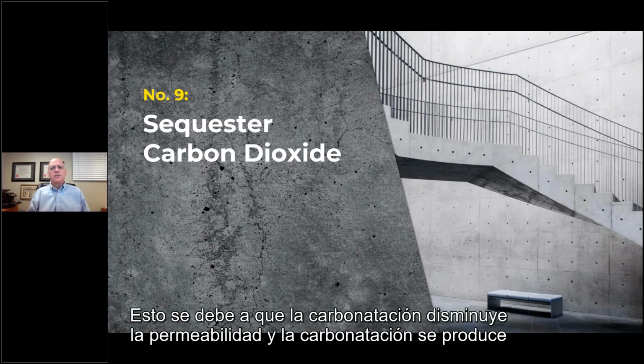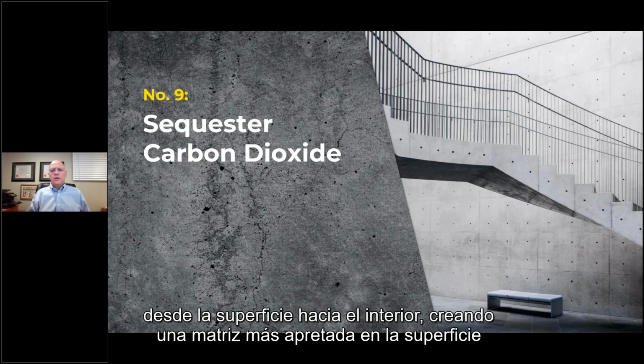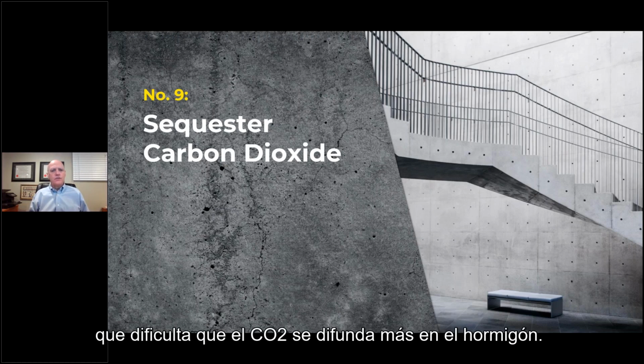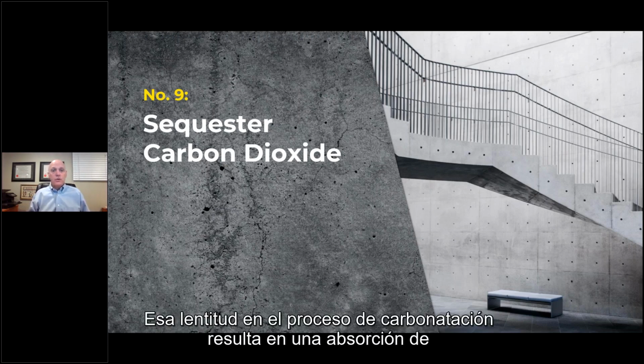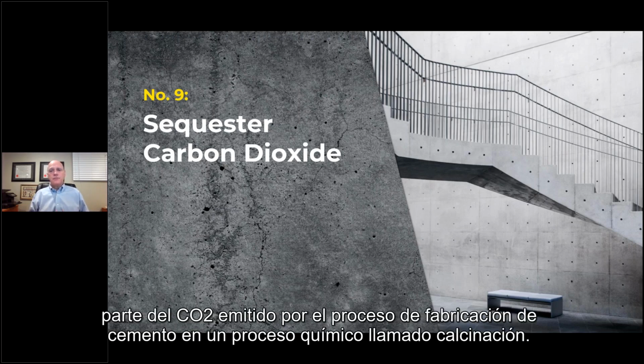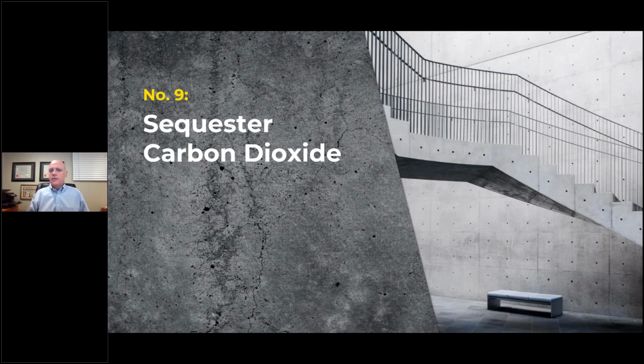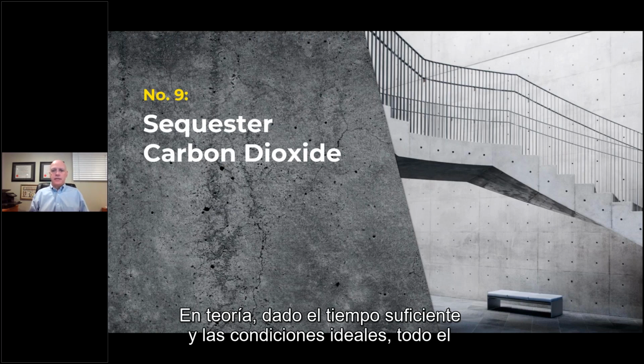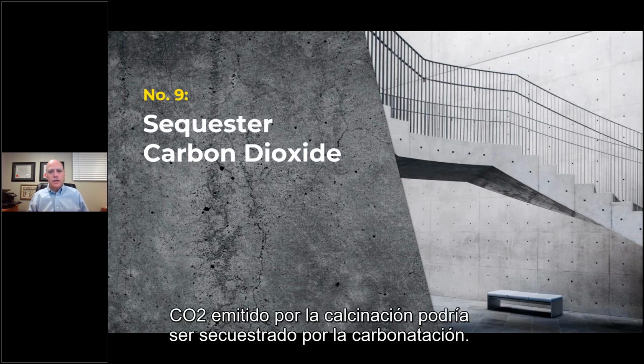This is because carbonation decreases permeability, and carbonation occurs from the surface inwards, creating a tighter matrix at the surface that makes it more difficult for CO2 to diffuse further into the concrete. While slow, the carbonation process does result in an uptake of some of the CO2 emitted from the cement manufacturing process, a chemical process called calcination. Theoretically, given enough time and ideal conditions, all the CO2 emitted from calcination could be sequestered via carbonation.